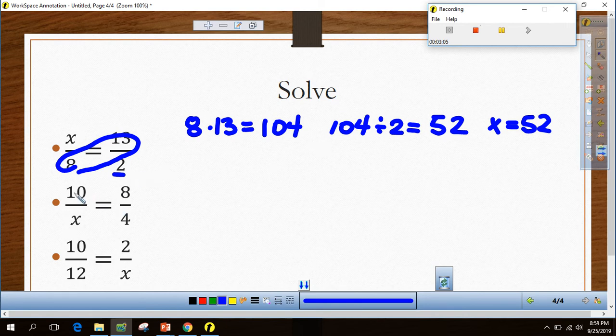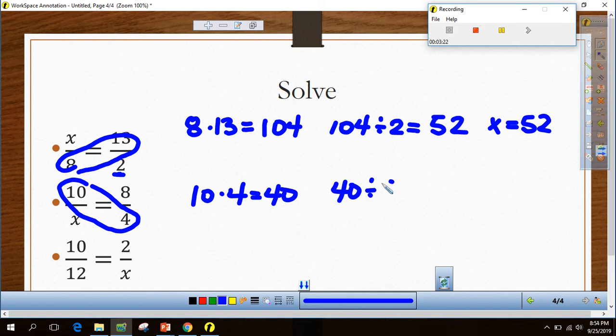So let's try this one. I'm going to say 10 times 4, because they're across from each other. 10 times 4 is equal to 40. I'm left with this 8, so I'm going to say 40 divided by 8 is 5. So x is equal to 5. And then one more example down here.